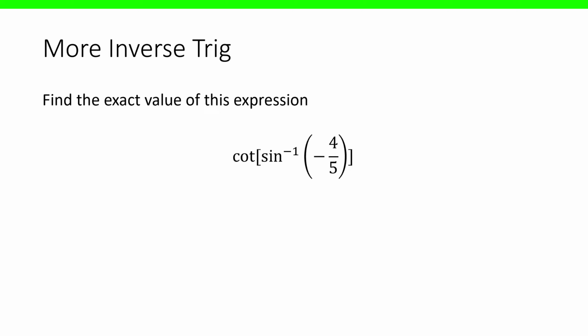Now we want the cotangent of the inverse sine of negative 4/5. Well, we don't know what the inverse sine of negative 4/5 is, but what we do know is that this is a ratio of side lengths of a triangle, and that this whole thing, when taken as a whole, is talking about an angle. This is talking about a triangle, so we can draw that triangle.